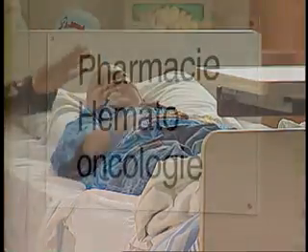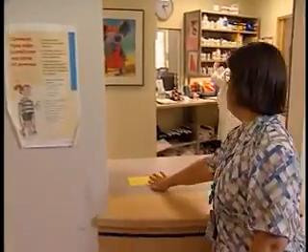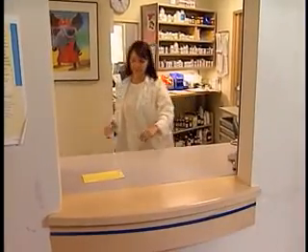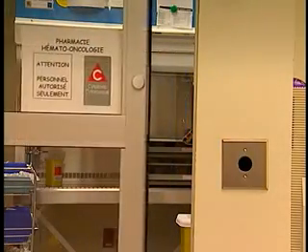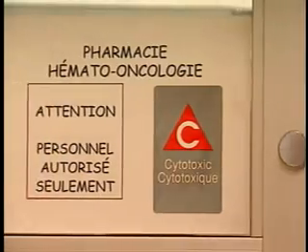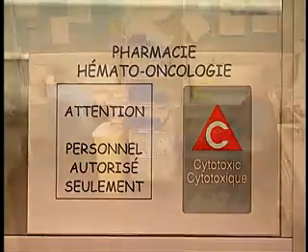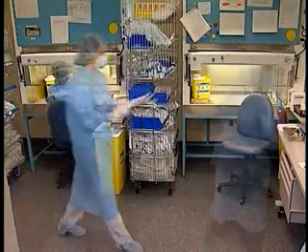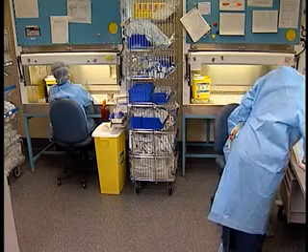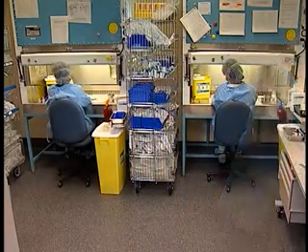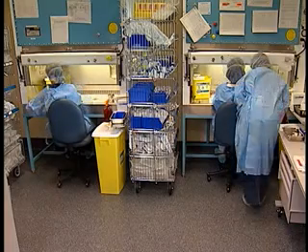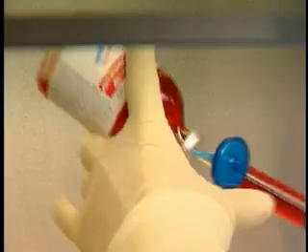This video is for pharmacy staff who prepare oncology products. The drugs used to fight cancer are toxic products called antineoplastics. They are identified with this symbol. It is important to remember that antineoplastics are cytotoxic agents. An agent is considered cytotoxic if it is potentially mutagenic, oncogenic, or teratogenic.